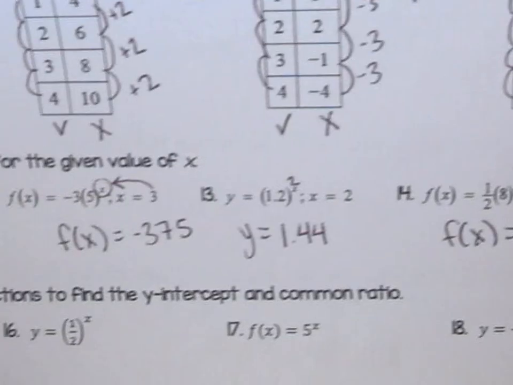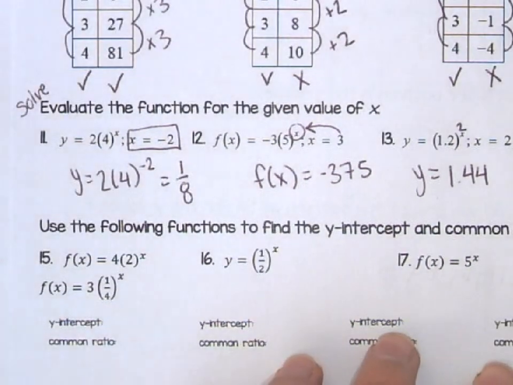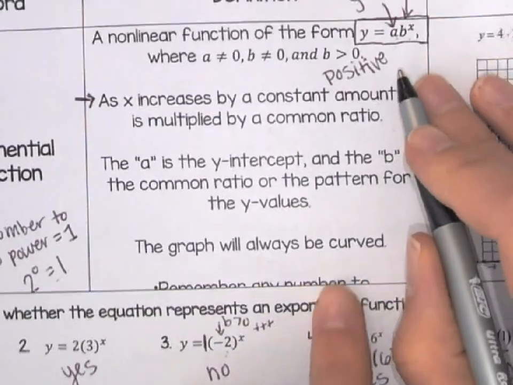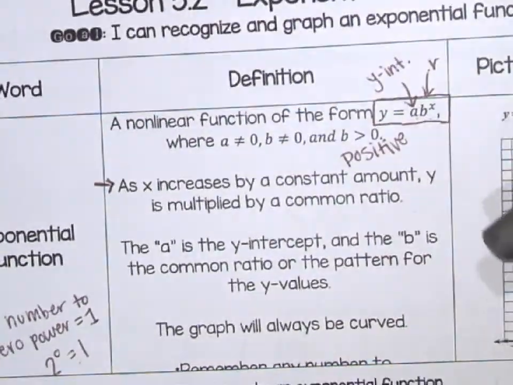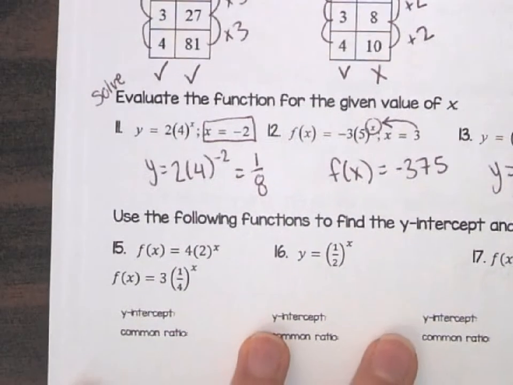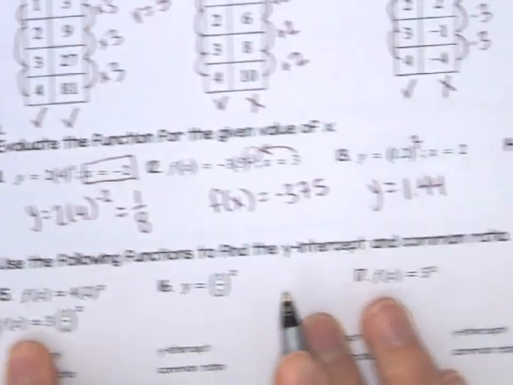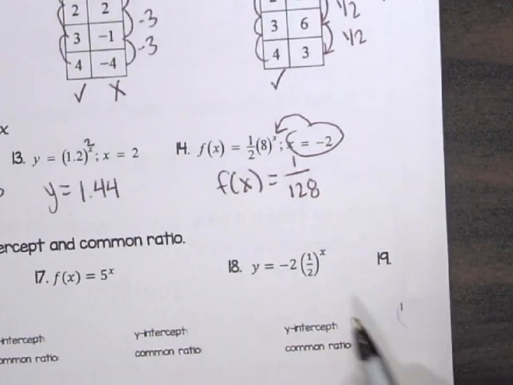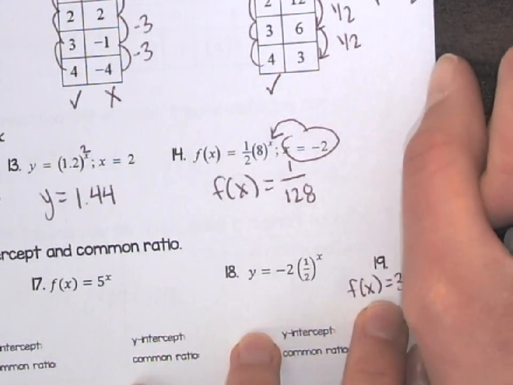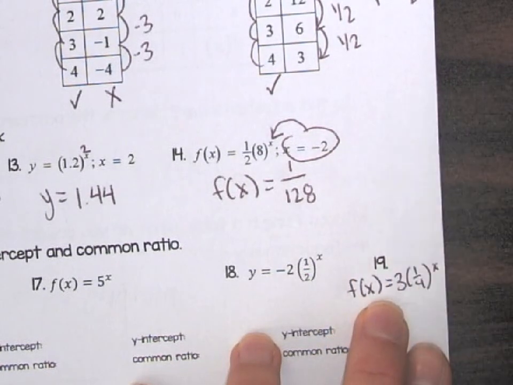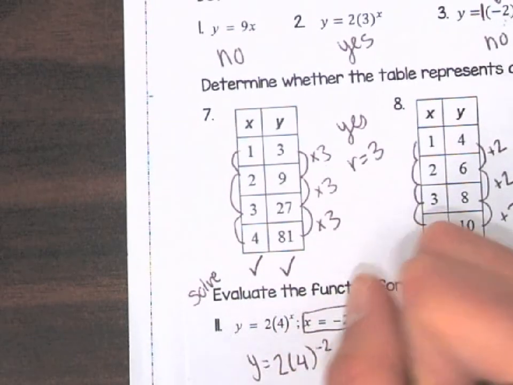What they're asking us to do here is to use the following functions to find the y-intercept and the common ratio. So remember, I said right here, the first number, our a value, is our y-intercept, and the second number is our common ratio. So this printed kind of funny. This should be number 19 right here, the second one. See, it just wrapped over to the line, so let's rewrite that over here. F of x equals 3 with the 1/4 to the x. Okay, that'll be number 19 over there. It just printed out wrong.